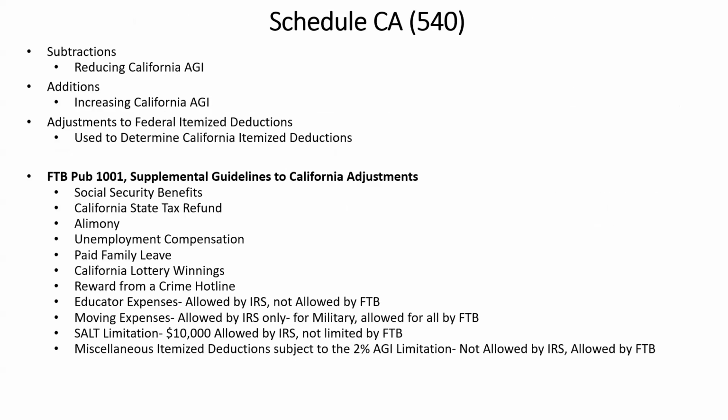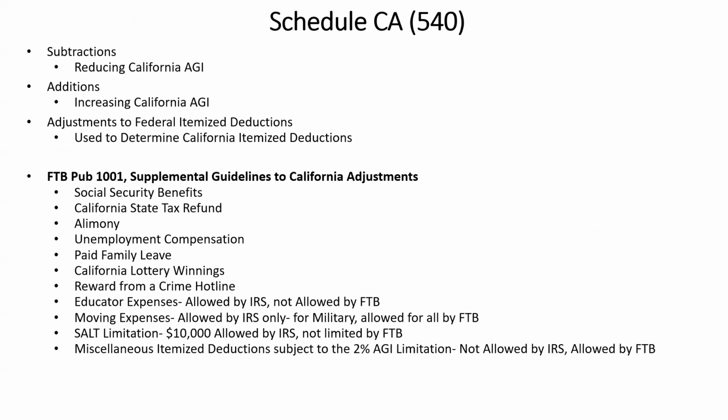Okay, and then just a few things we'll show you in the software when we do a pivot there. But when you're talking about the Schedule CA, Charlie Alpha, for the Form 540, there are certain subtractions that you'll make and certain additions that you'll make. And that's based on that conformity and nonconformity topic that we talked about.